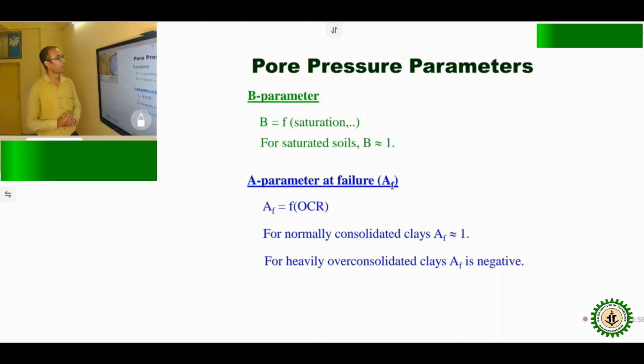For the B parameter and A parameter, there are some conditions and clues on how to find them. For saturated soil, B is equal to 1. For the A parameter at failure, AF, for normally consolidated clay the AF value is near about 1, and for heavily overconsolidated clay, AF is a negative value. So if you want to find the A and B parameters, you can use these values provided by Skempton.